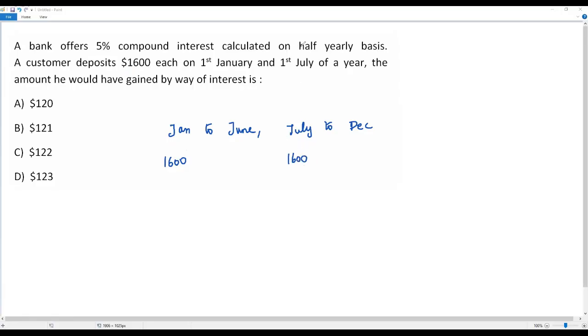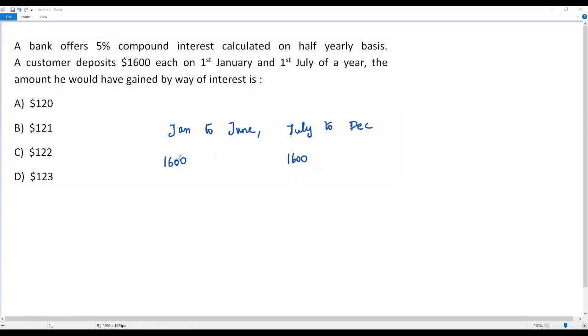And the interest is calculated on a half-yearly basis. But the rate of interest given over here, 5%, is per annum. That is for 1 year. Okay, now what we have to do is calculate interest for the deposit $1,600 on 1st January for two time periods separately. The first one is 6 months, January to June, and the second time period is July to December.